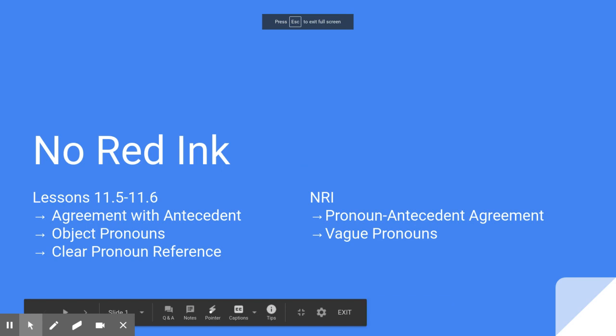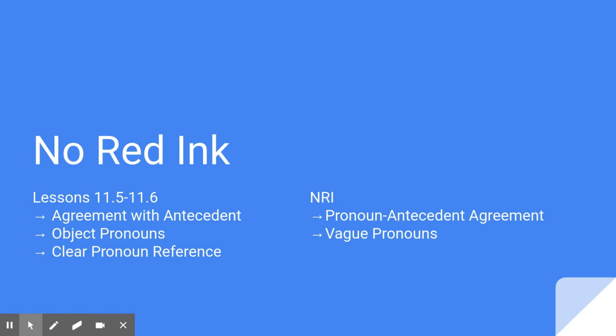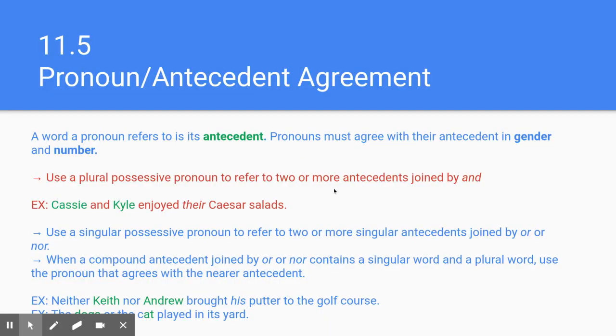Right, today's no red ink practice has to do with pronoun antecedent agreement and then just avoiding using vague pronouns. So I just want to review a couple of rules with you really quickly before you attempt that practice. An antecedent is just a fancy word to say that is what your pronoun is referring to.